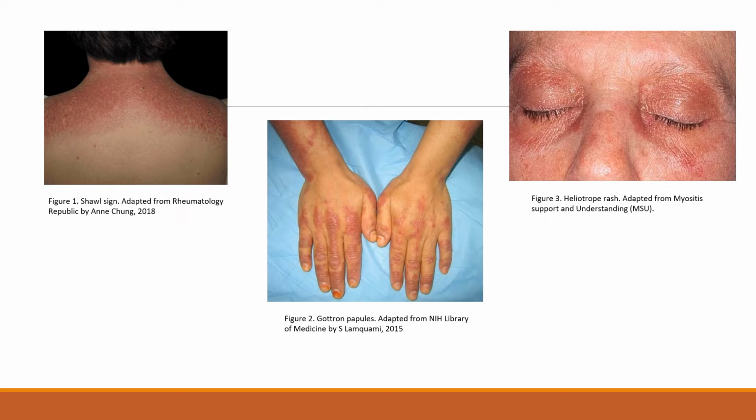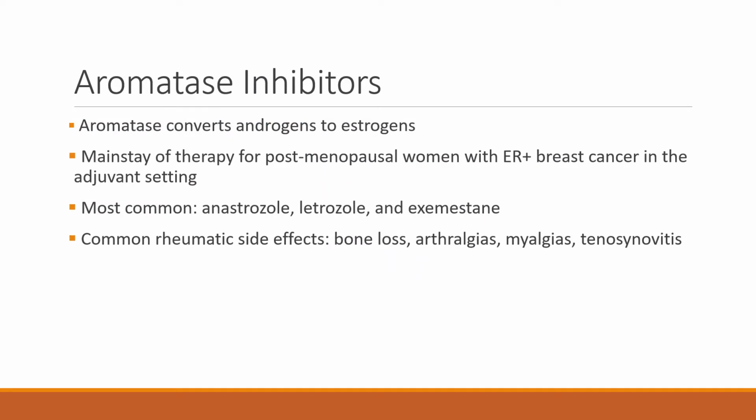These are typical rashes that are seen in dermatomyositis. So figure 1 shows classic Shawl sign. Figure 2 is Gottron's papules, and then figure 3 is the classic heliotrope rash around the eyes.